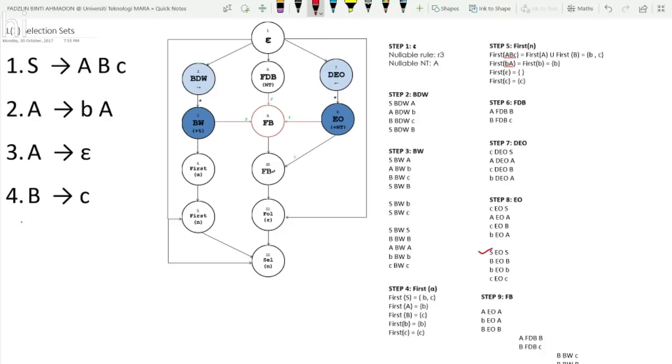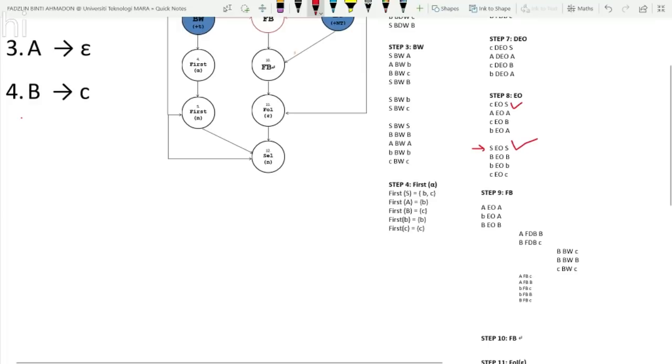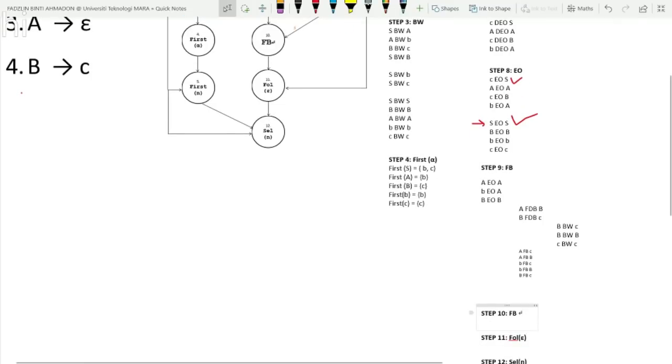and then terminals on the left side. So let me erase this. S on the right side. So we have this and this one. But terminal on the left side, which is only this one. This is non-terminal on the left side. This is a terminal. So S, EO, S. Because S, EO, S, it means S, FB and marker.